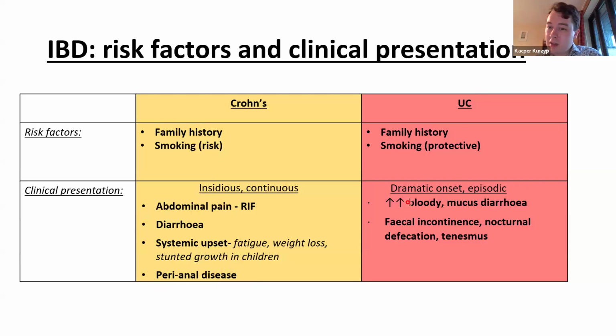In UC, it's dramatic onset, it's all fireworks. You have a lot of bloody mucousy diarrhea. They may be fecally incontinent, have nocturnal defecation, tenesmus, aka feeling of incomplete emptying after going to the toilet.